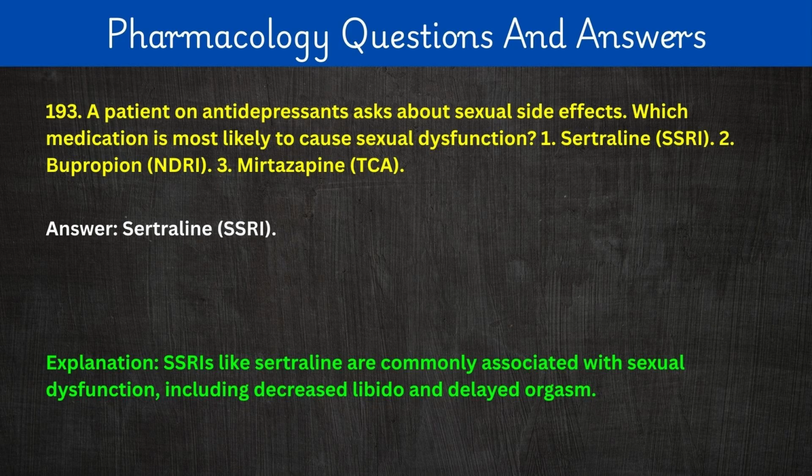193. A patient on antidepressants asks about sexual side effects. Which medication is most likely to cause sexual dysfunction? 1. Sertraline, SSRI. 2. Bupropion, NDRI. 3. Mirtazapine, TCA. Answer: sertraline, SSRI. Explanation: SSRIs like sertraline are commonly associated with sexual dysfunction, including decreased libido and delayed orgasm.